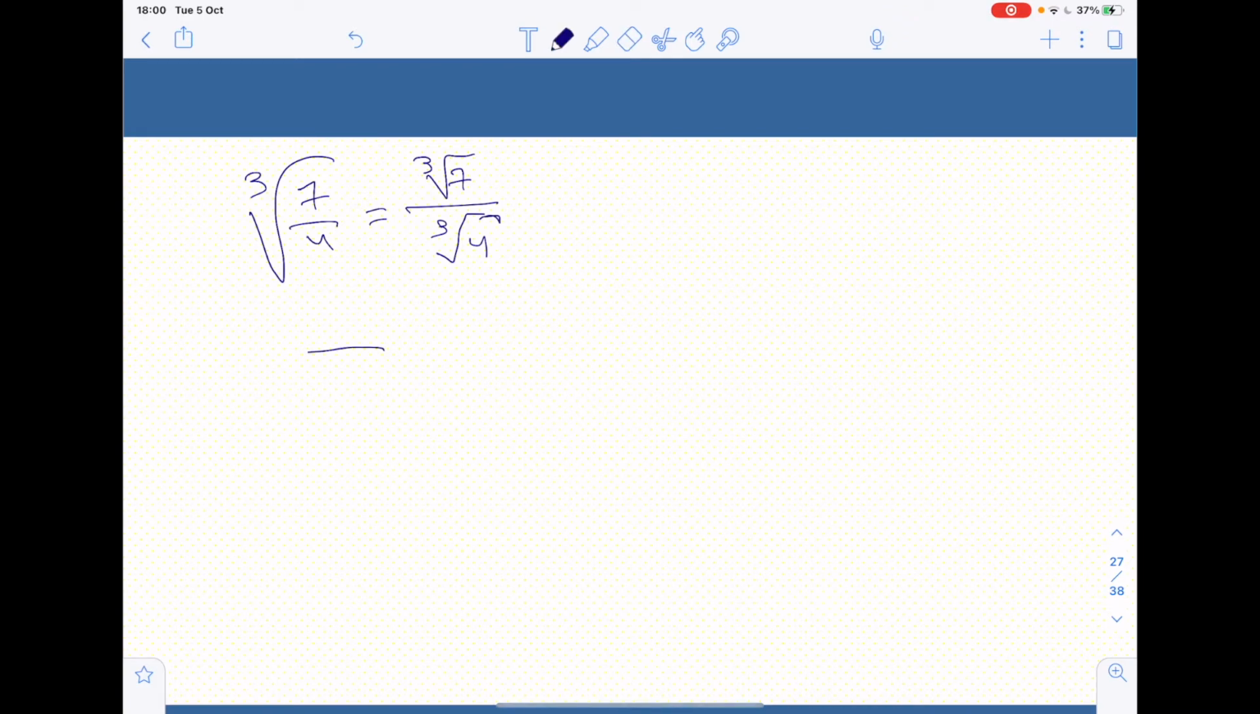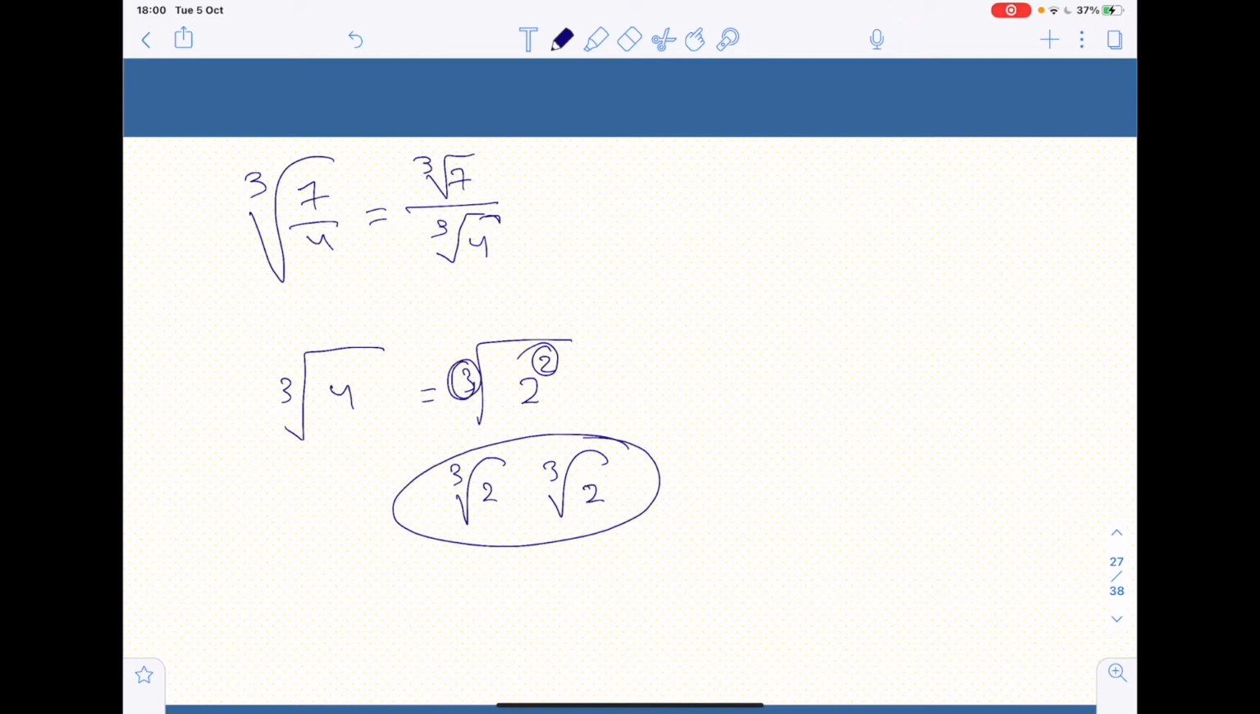So let's see. The third root of 4 is the third root of 2 to the power 2. So now I have here power 2, while here I have power 3. So all what I need is only 1, 2 to multiply with 1, 2. This is just like the third root of 2 times the third root of 2. So I need to multiply this. Okay, let me first rewrite it.